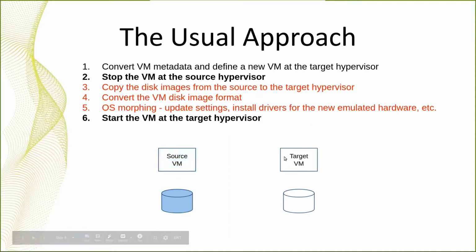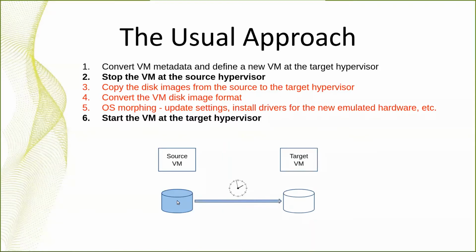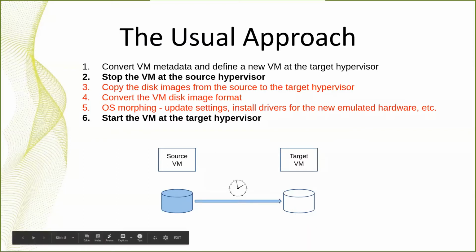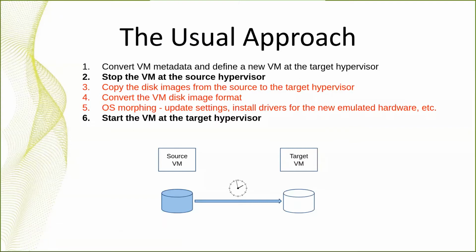Then the next step is we usually stop the virtual machine to ensure that the content of the source image is consistent, and we can start copying the content of the source disk image to the target disk image. When we do this transfer, we need to be sure that there are no write operations on the source image, and that's why we typically stop the source virtual machine.